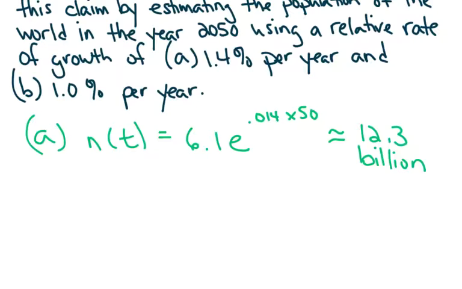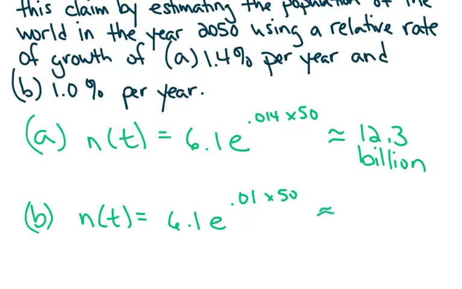Now I'm going to do it again, except I'm going to do it for 1%. So n of t is equal to 6.1 e to the 0.01 times 50. And this time I'm going to get 10.1, and it's in billions.